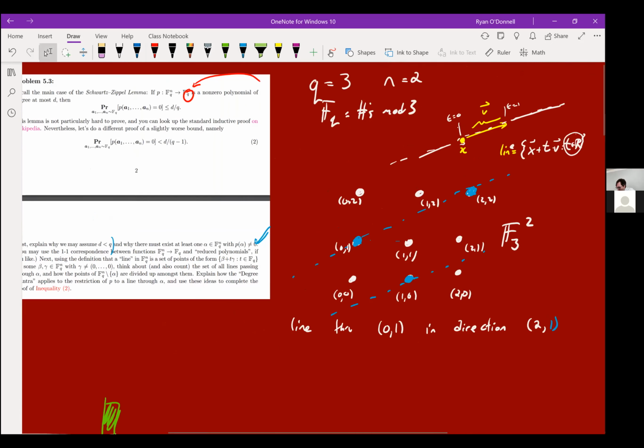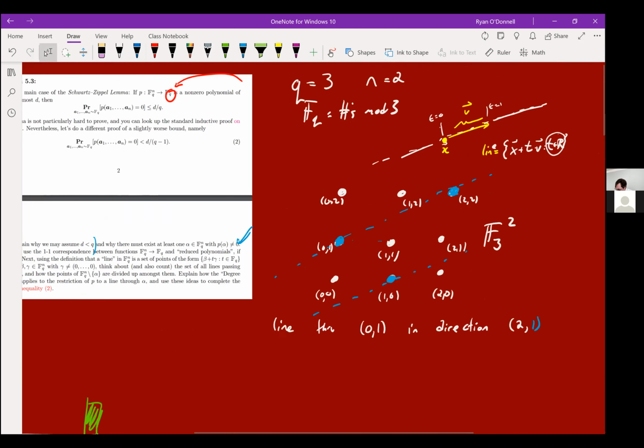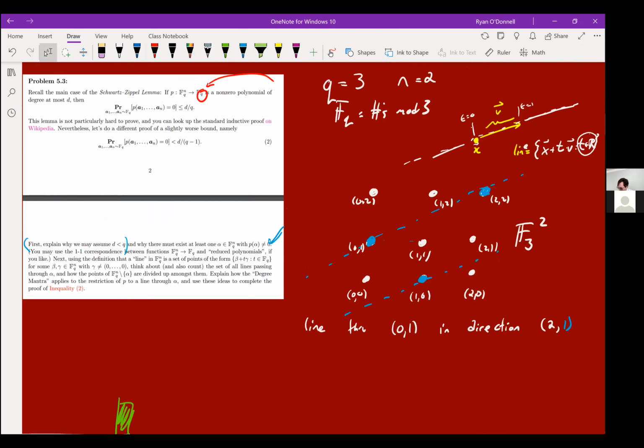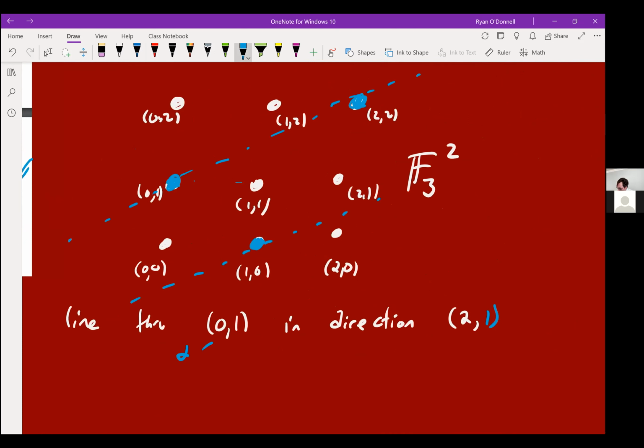And that gives us some stuff to work with for the counting part, which is where we were stuck. How many lines pass through alpha? Let's say this one is our alpha. How many lines pass through it?